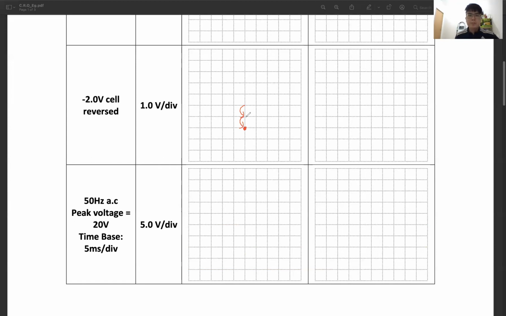This is the origin. This is time base switched off. Okay. Now, time base switched on, it will sweep through. So you will see a line like this. And it's the same, 1, 2 volt.